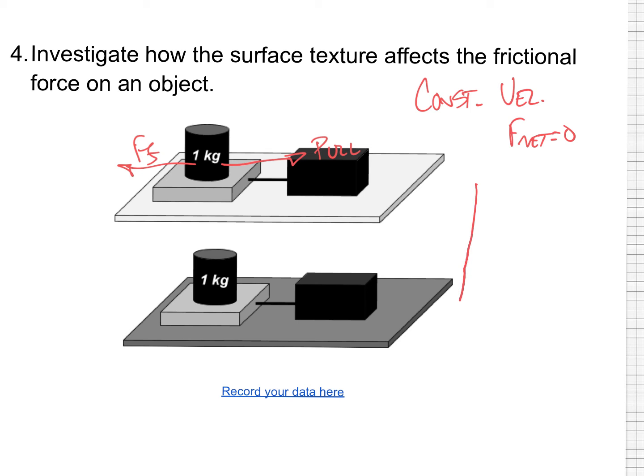So again, we want to try to pull slowly, and with that slow pull, we should produce a graph that's going to look something like that. And this is the data that we're going to record.